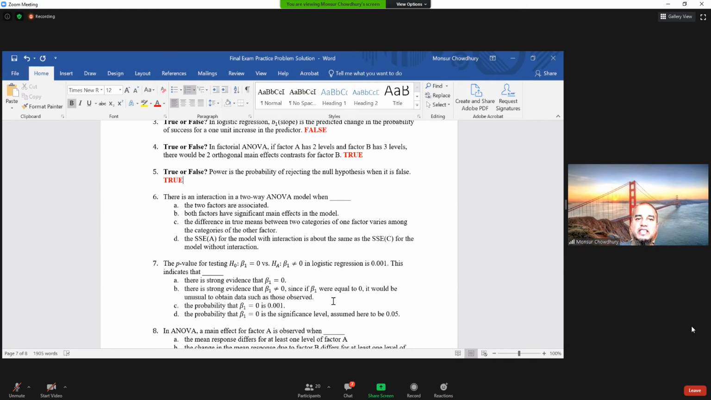So in this case, which one do you think is true? A, B, C or D? C. Thank you for your answer. So C, you can see that it tells us the true mean differences between the two categories of one factor vary among the categories of the other factors.